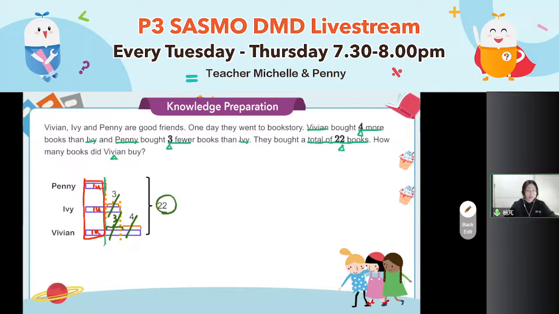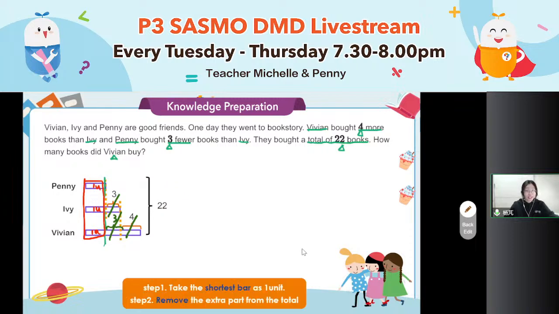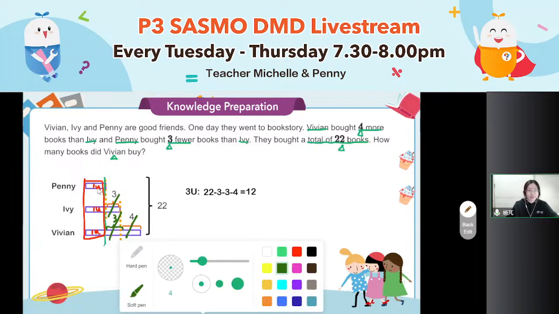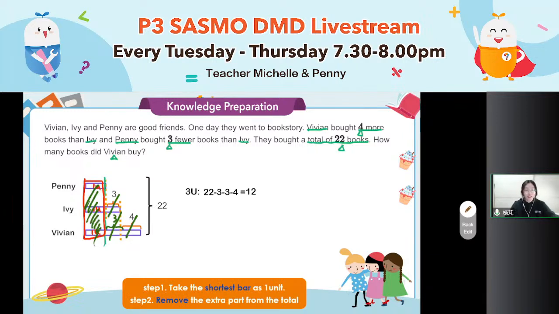From the total, 22. But now the total is changed. It should be less. Take away 3, minus 3. Take away 3, minus 3. Take away 4, minus 4. So 22 minus 3 minus 3 minus 4 finally equals 12. 12 means this part is 12. 3 units is 12. After we know 3 units is 12, can I find out 1 unit now? Yeah, 1 unit equals? What do you think? 1 unit.